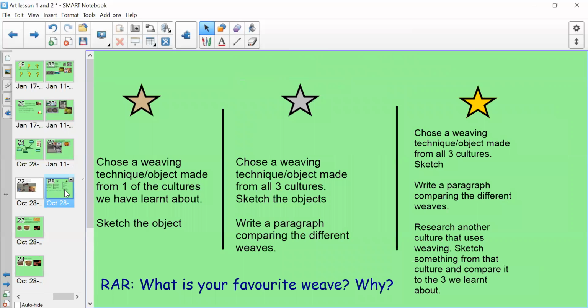And then if you choose the gold challenge, you will also sketch from all three cultures and write a paragraph. But then as an extra challenge, you can go and research another culture that used weaving and then sketch something from that culture as well and then compare it.